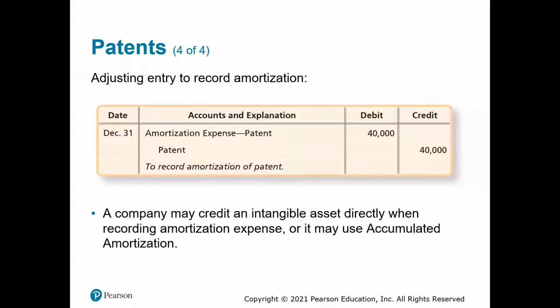So here at the end of the first year, Smart Touch Learning will report this patent at $160,000. That's $200,000 cost minus the first year amortization of $40,000. So the next year, it would be $120,000 and so forth. Each year for 5 years, the value of the patent will be reduced until the end of its 5-year life, at which point its book value will be zero.